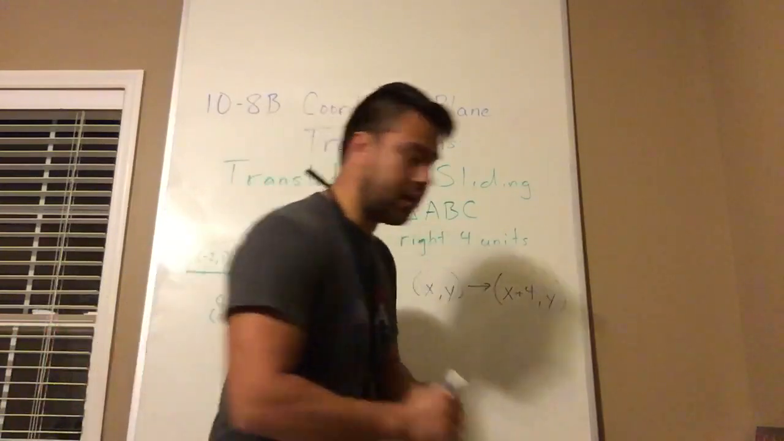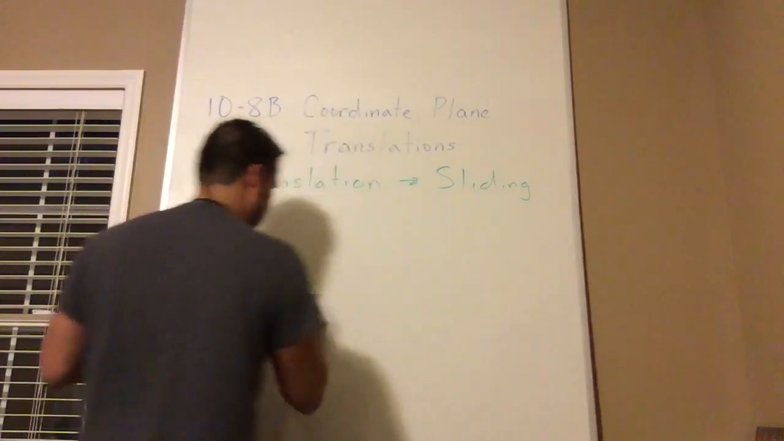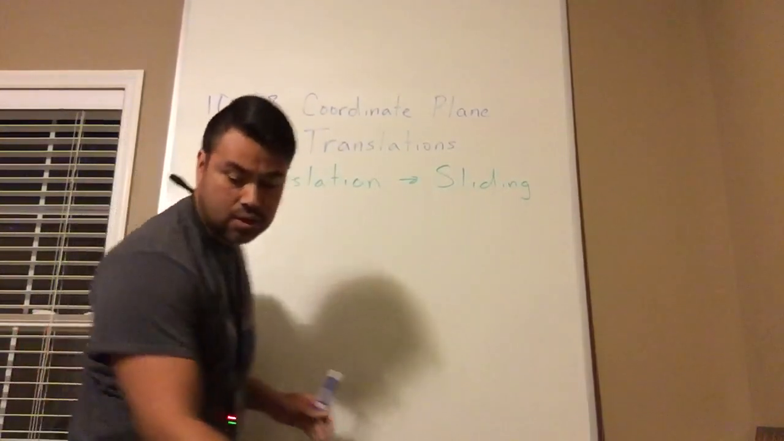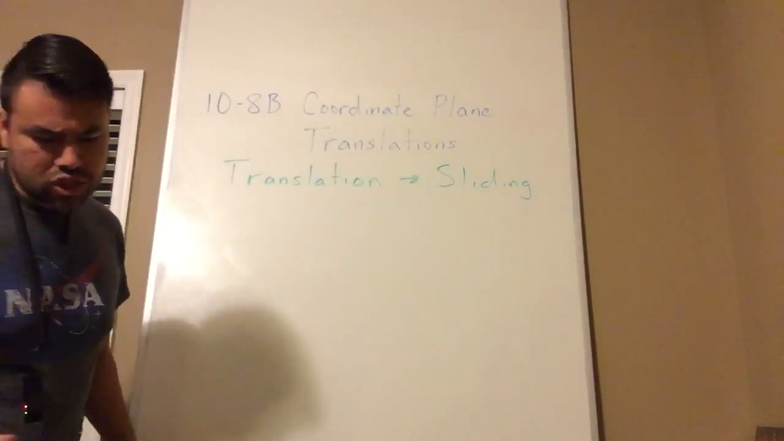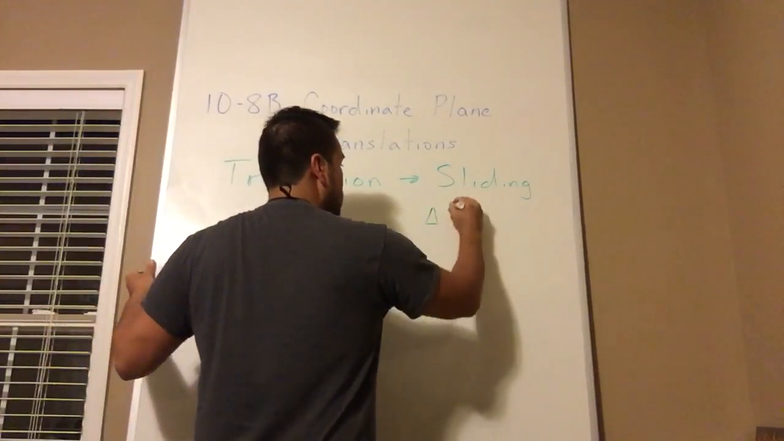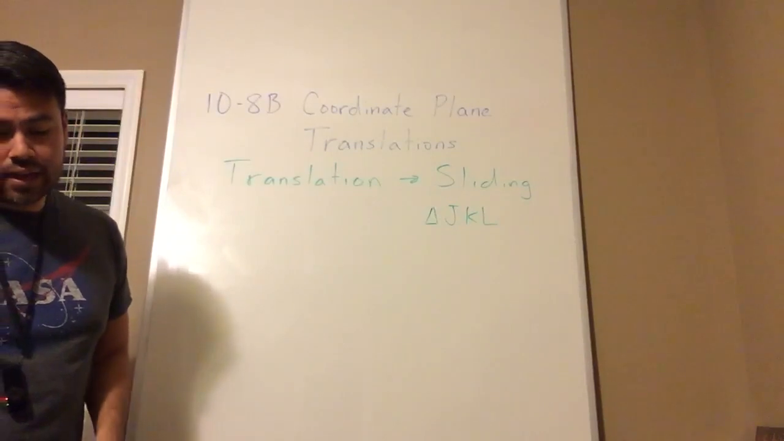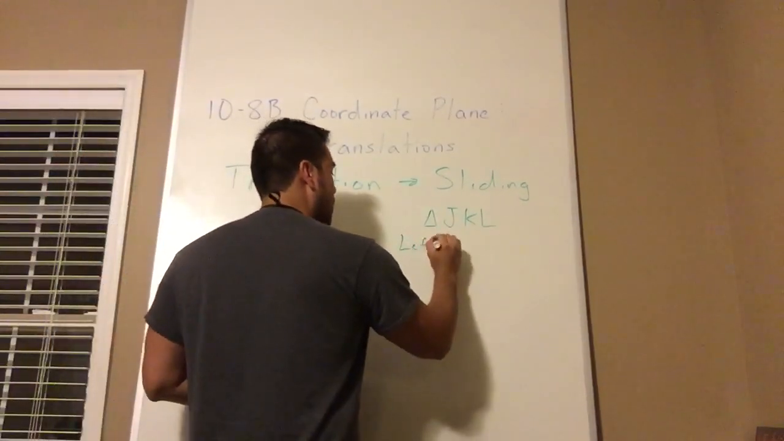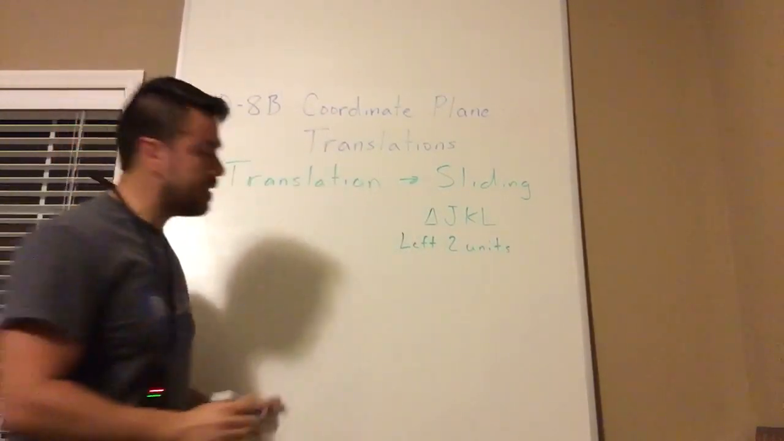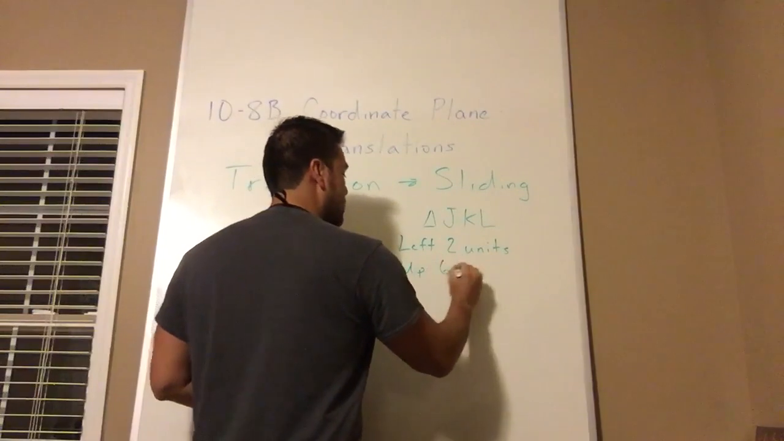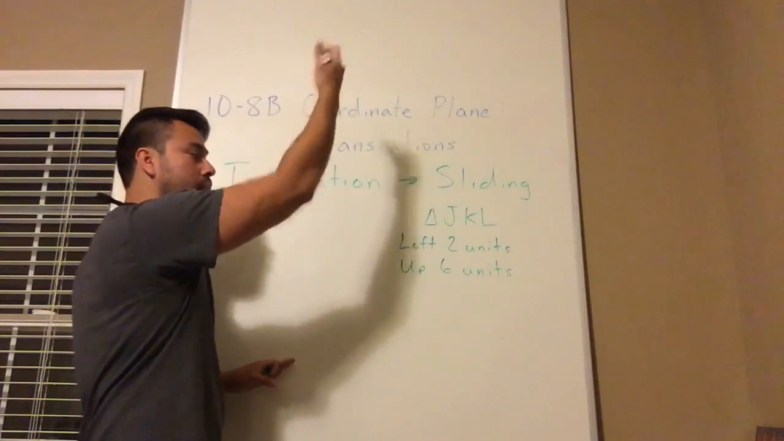Okay, let's do another one to get our understanding of how to translate and then how to write the rule for that. On this one, we're going to use triangle JKL. This time, we're going to translate it to the left 2 units, and then up 6 units. So it's not only going to go to the left 2 units, but it's also going to go up 6 units.